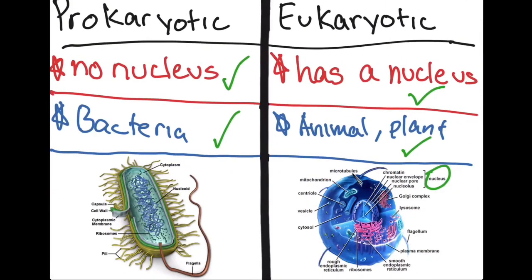So, prokaryotic cells means that there's no nucleus, and an example of prokaryotic cells is bacteria. Eukaryotic cells have a nucleus, and some examples are animal cells and plant cells. You can see over here that in this picture there's a nucleus, and there's lots of other things which are part of cells.